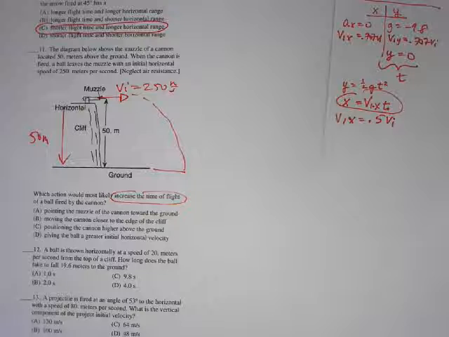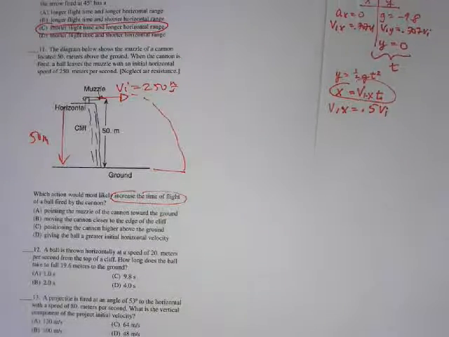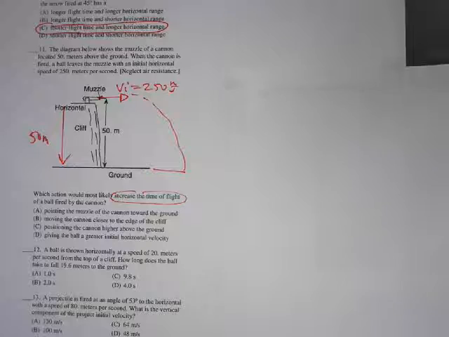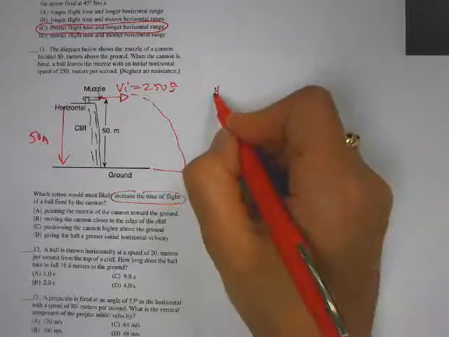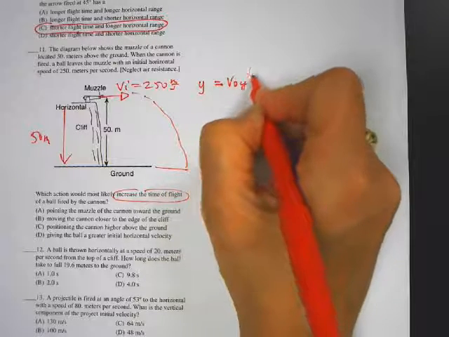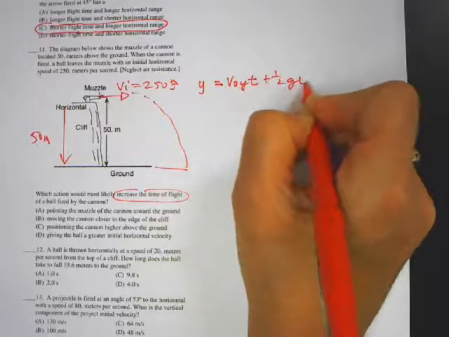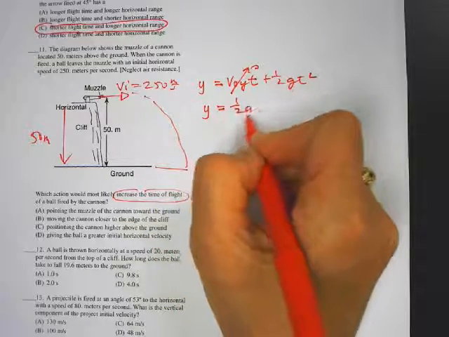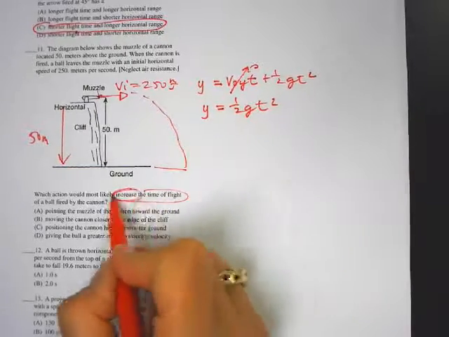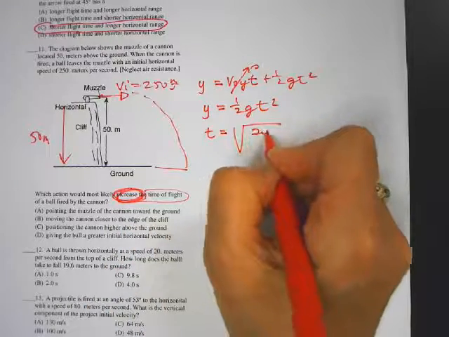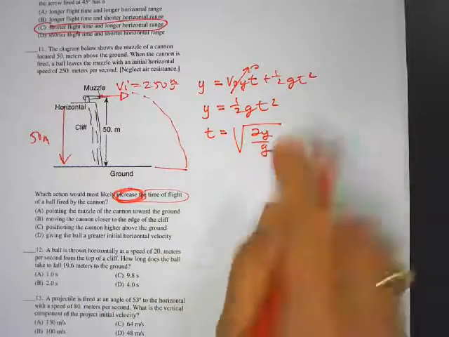So this actually goes back to the same equation. If I wrote out my equation, Y is equal to V naught Y T plus 1/2 G T squared, and this is 0. So Y is equal to 1/2 G T squared. Now they're saying, how are you going to increase the time? Well, time is equal to the square root of 2Y over G. Does G ever change? No.